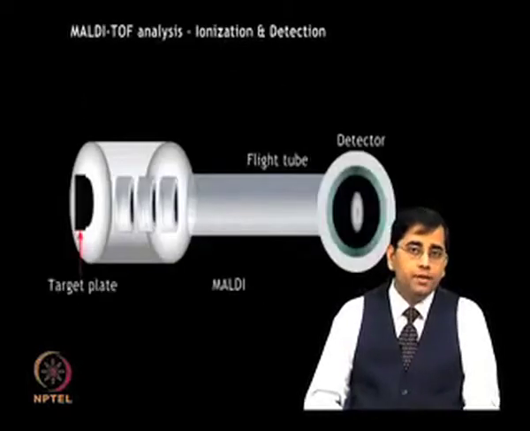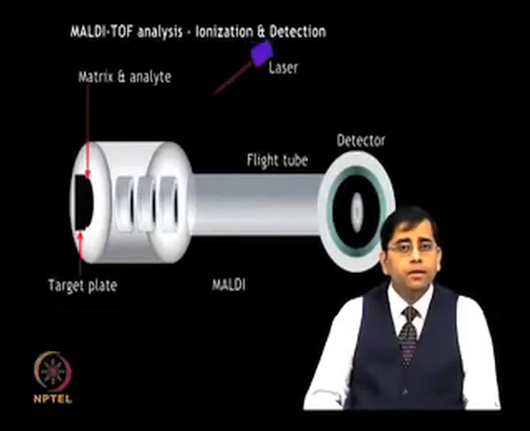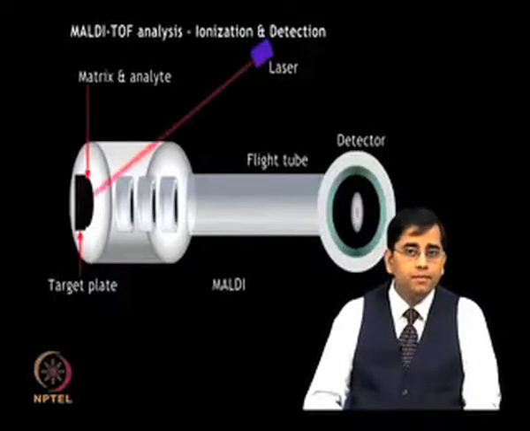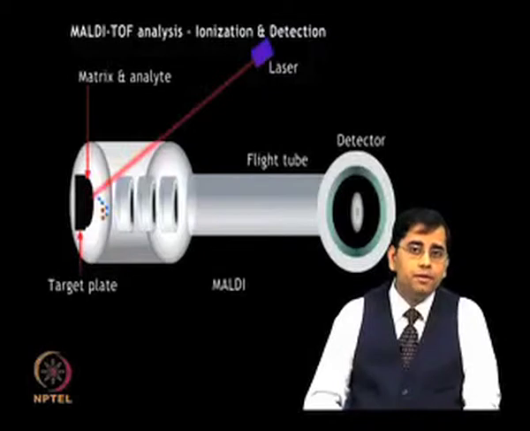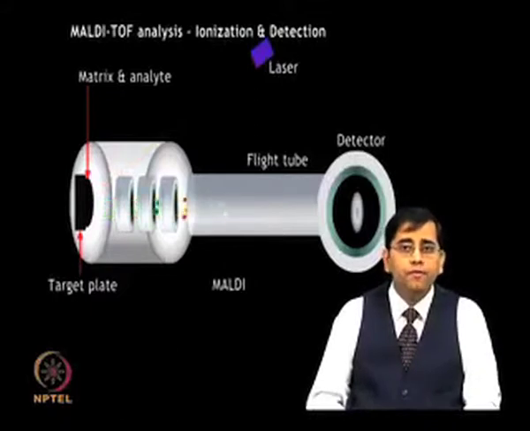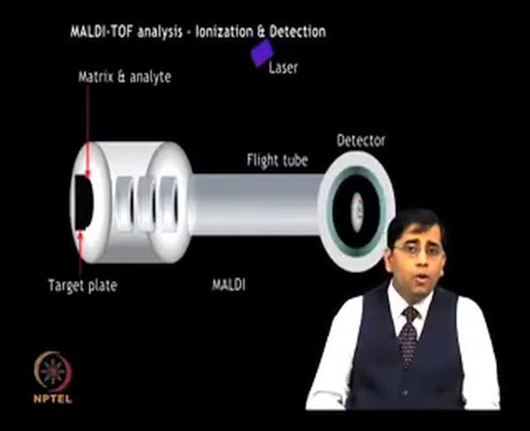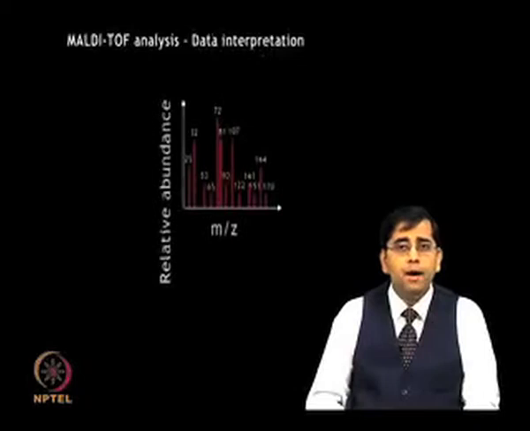The target plate containing the spotted matrix and analyte is placed in a vacuum chamber with high voltage, and short laser pulses are applied. The laser energy gets absorbed by the matrix and is transferred to the analyte molecules, which undergo rapid sublimation resulting in gas phase ions. These ions are accelerated and travel through the flight tube at different rates. The lighter ions move rapidly and reach the detector first, while the heavier ions migrate slowly. The ions are resolved and detected on the basis of their m/z ratio, and a mass spectrum is generated.